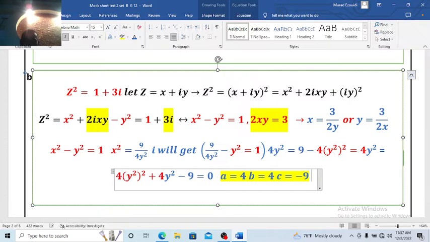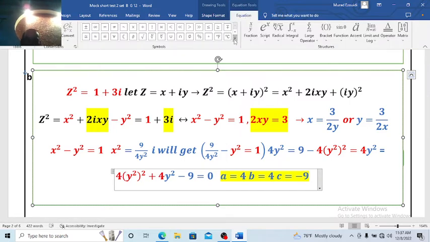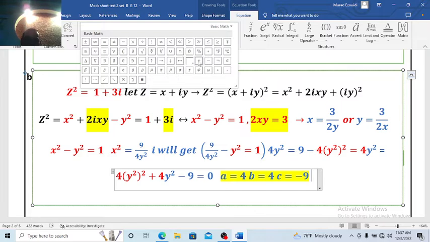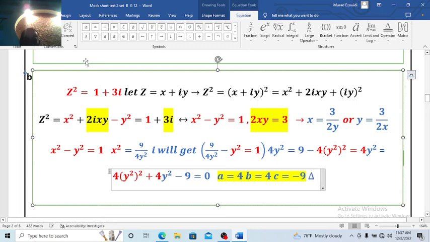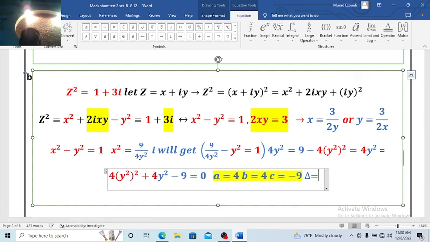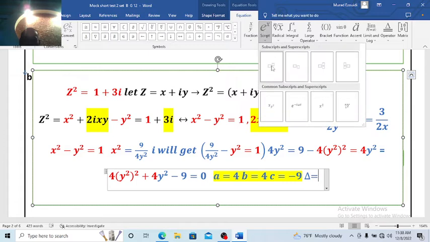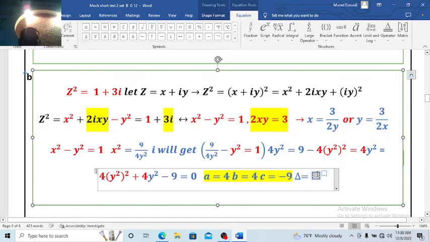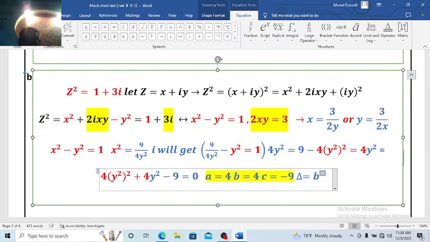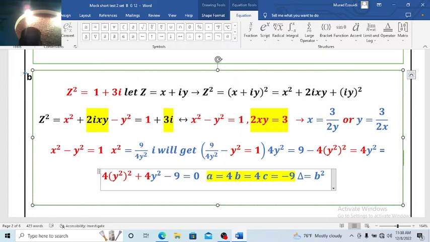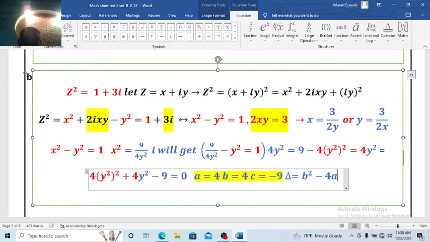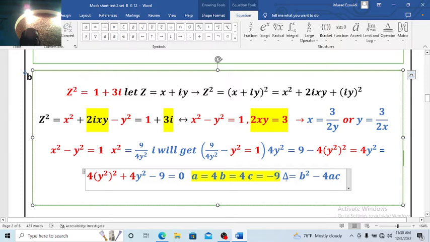Now I will use the symbol to find the discriminant. So delta, what is delta? Delta is equal to b squared minus 4ac. This is the formula, 4ac. So I will just write this again.